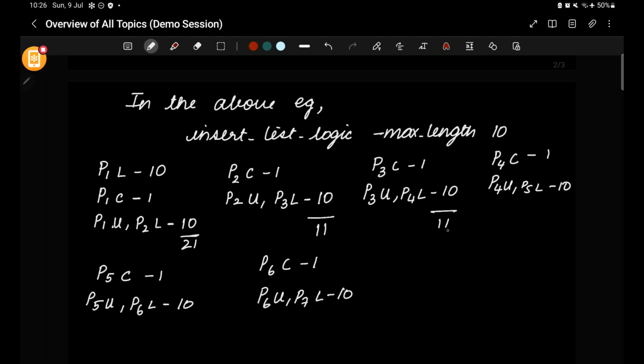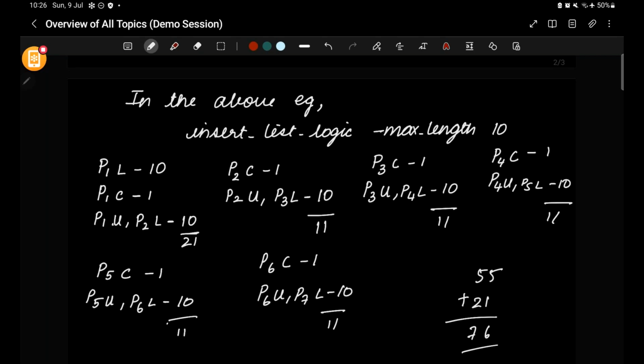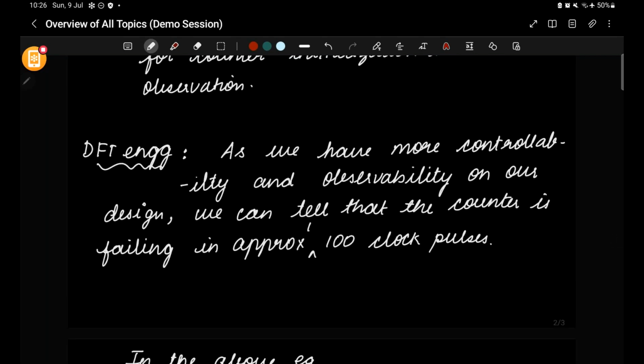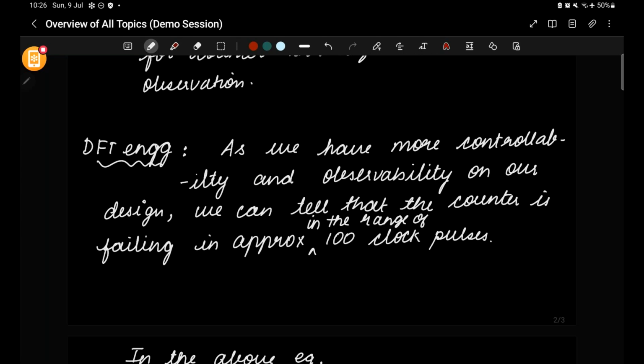So totally here you are having 21, then 11, 11, 11, 11, 11. So 11 fives are 55, plus this 21, this will be around 76 pulses. So that is what I have given. Approximately you can write it as in the range of 100 clock pulses, depending on how many patterns we require.